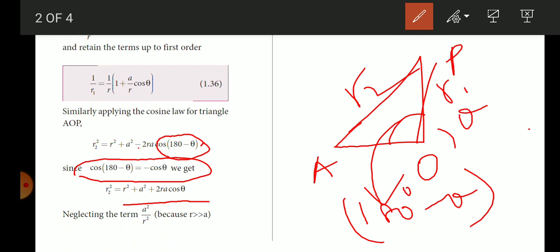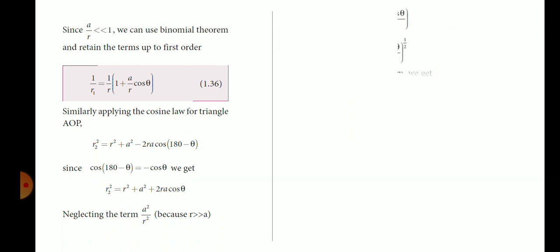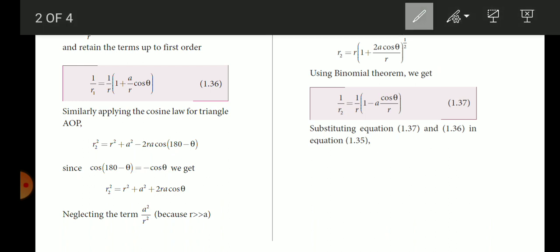Again, multiply the term by r square and divide by r square and take r square as a common. What we did in the previous case will be repeated here. Then we will get r2 square is equal to r square, 1 plus 2a cos theta by r. Then take the square on the other side.